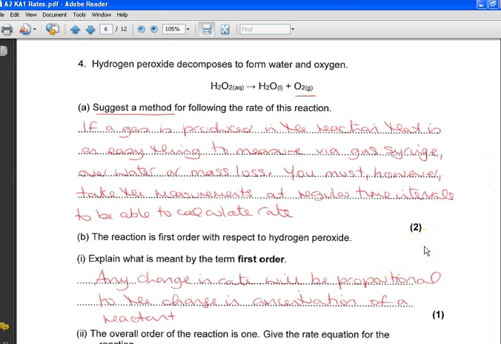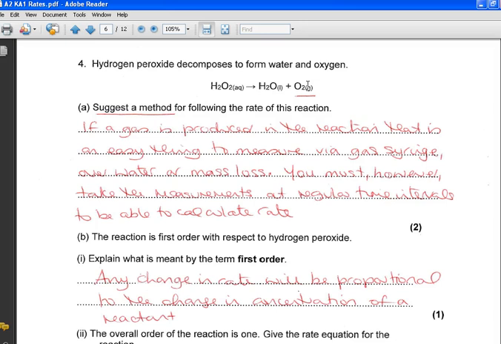Okay, this one wasn't very well done. This part of this question: hydrogen peroxide decomposes to water and oxygen. Suggest a method. Now, you should by now be able to recognise that if a gas is produced in a reaction, then that's going to be a good way of following that reaction by collecting the amount of gas. But you must, of course, be measuring the amount of gas using some kind of measurement of time, because otherwise you won't be able to calculate a rate.